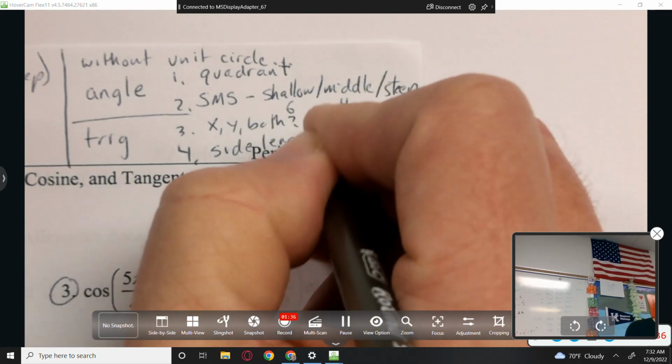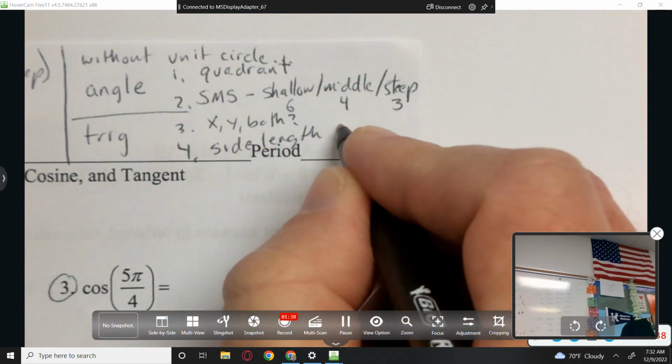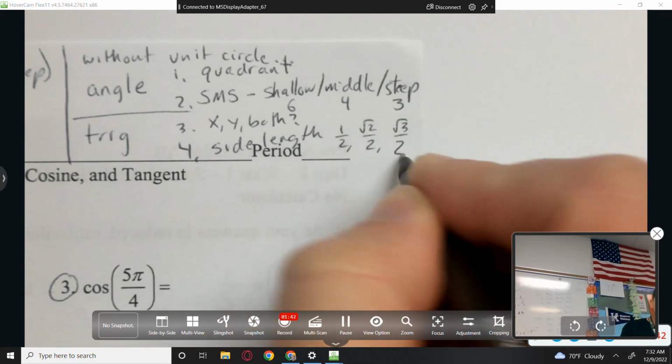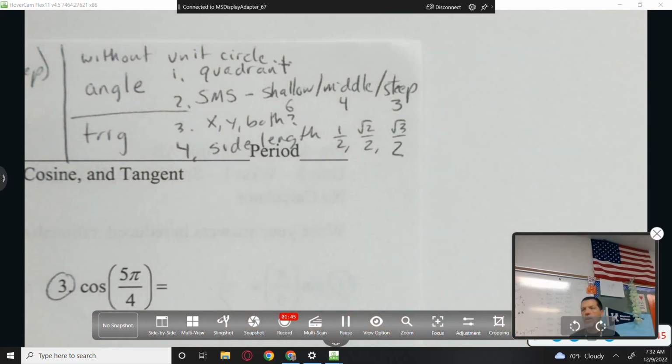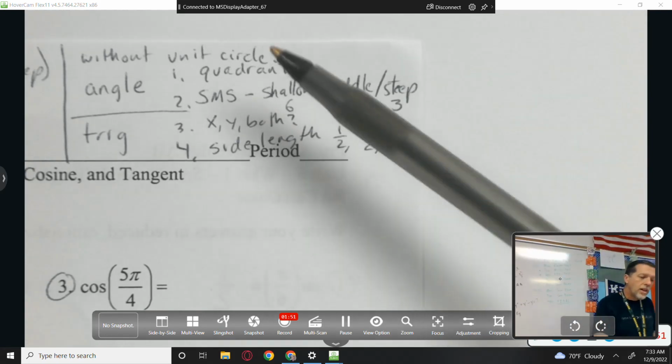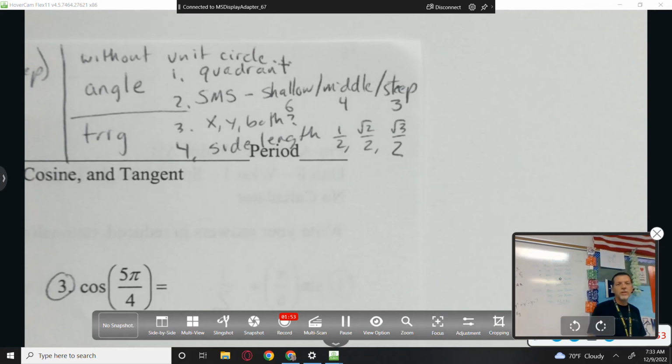And then you find the side length. And every side length is either 1/2, root 2 over 2, or root 3 over 2. I guess or 0 or 1, but those are the quadrant markers that are a little bit easier to deal with. So that's my thought process when I do one of these problems.